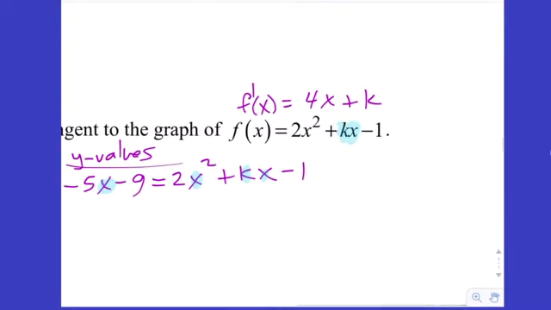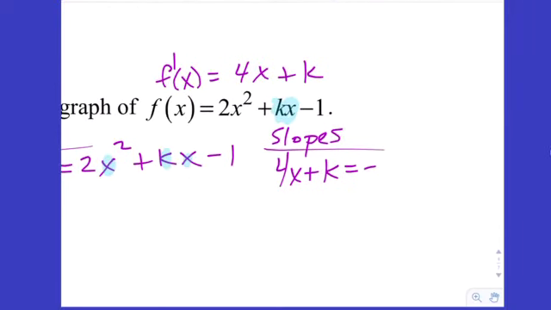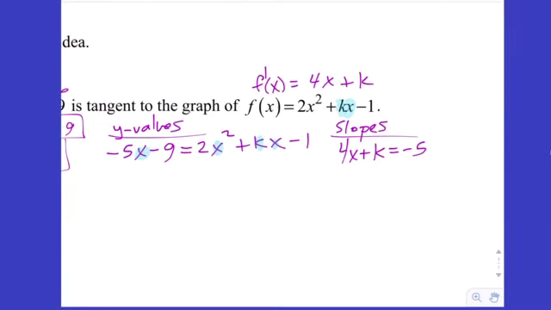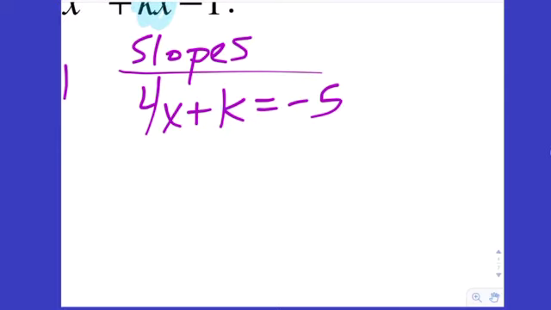So if I come over here and I set the slopes equal to each other, I know that 4x plus k has to equal what? Negative 5. Well, there's my second piece of information. So now I just have to solve these equations simultaneously, and that does not mean one with one hand and one with the other. That means I solve them by either using substitution, guess and check, Cramer's rule, linear combinations. What's probably easiest? I think substitution is probably going to be easiest if I solve this one over here for k.